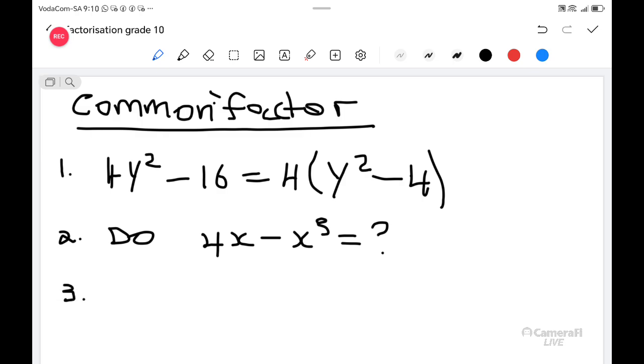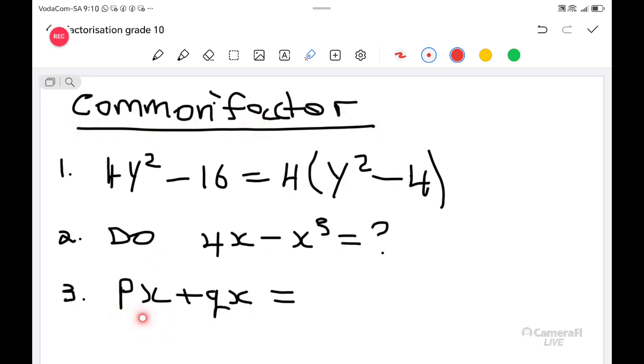Number 3, you have px plus qx. So we want to factorize this one, but we remain with the question, how many factors do we have? We have 1, 2 terms. The terms are separated by the plus or negative. So how many terms do we have? 1, 2. In these two terms, what is common? That is why we're talking about a common factor.